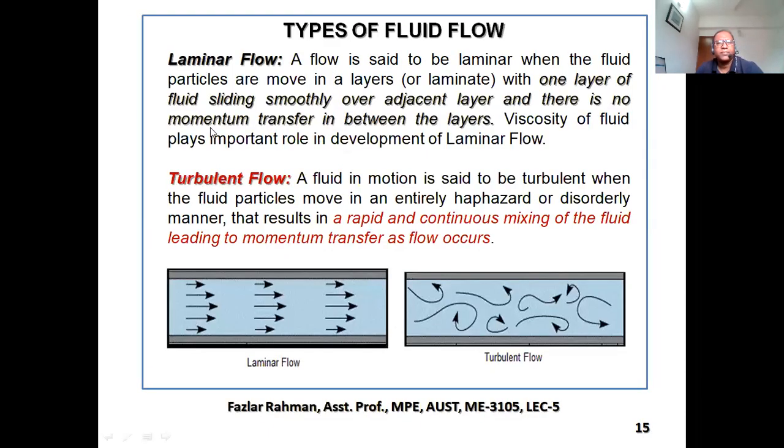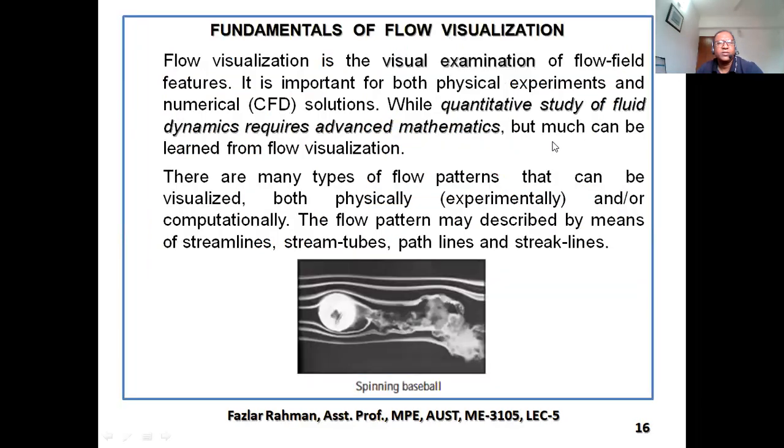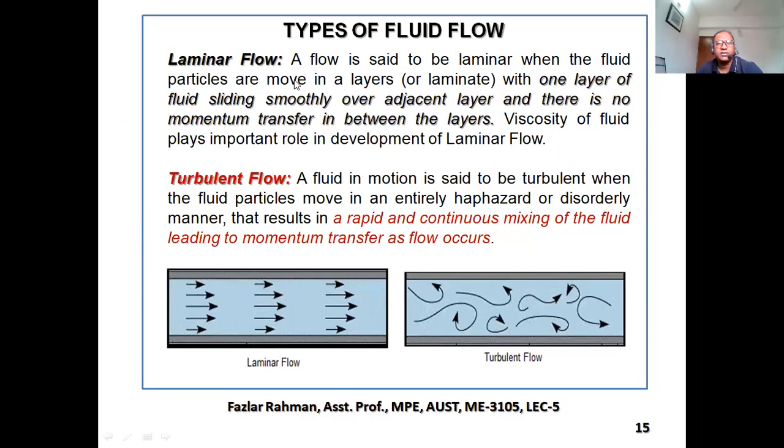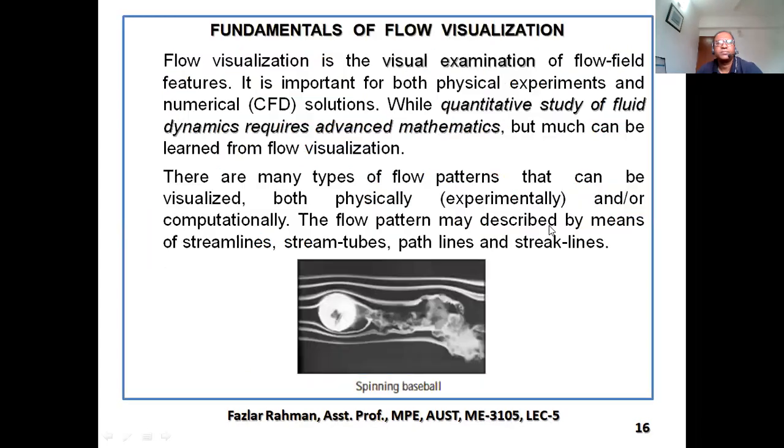Then we try to explain what is laminar flow and turbulent flow. The main difference between laminar and turbulent flow is that in laminar flow, there is no transfer of momentum between the fluid particles. But in turbulent flow, there is a transfer of momentum between the fluid elements.